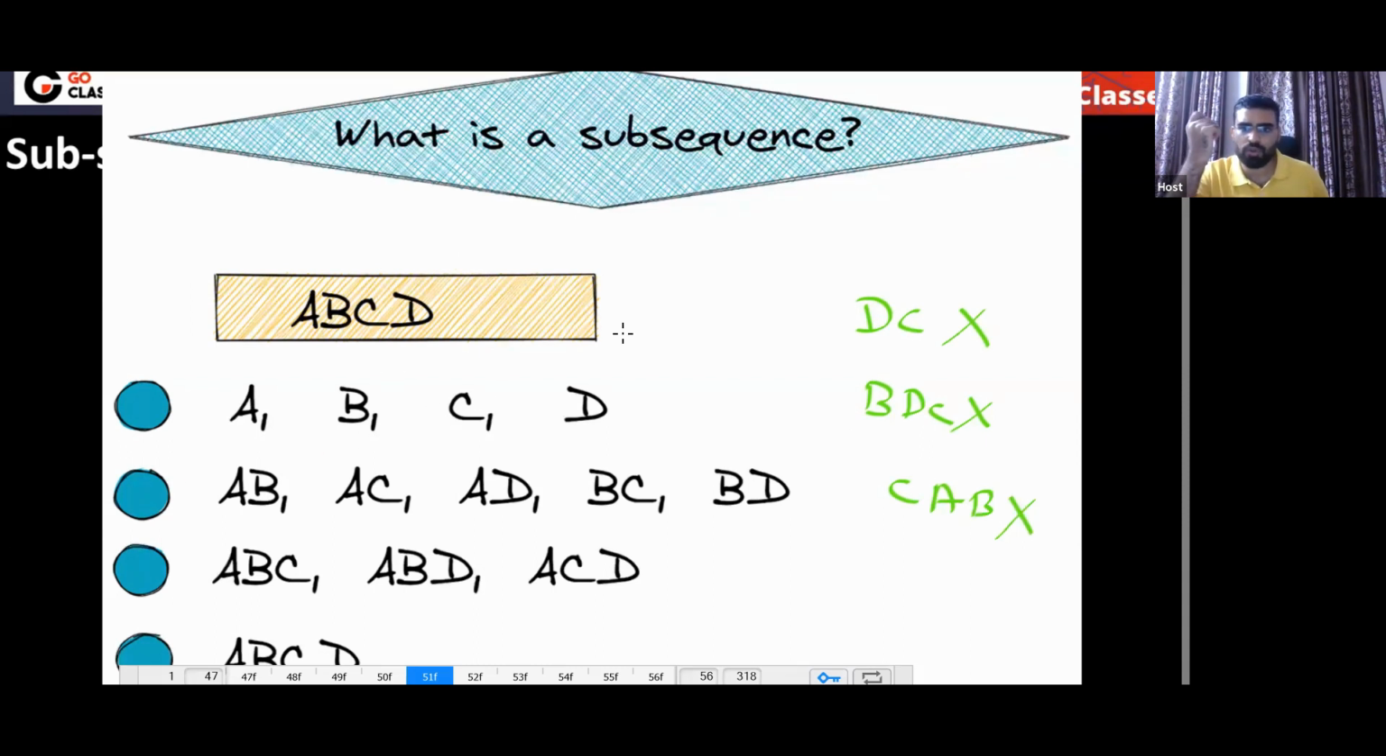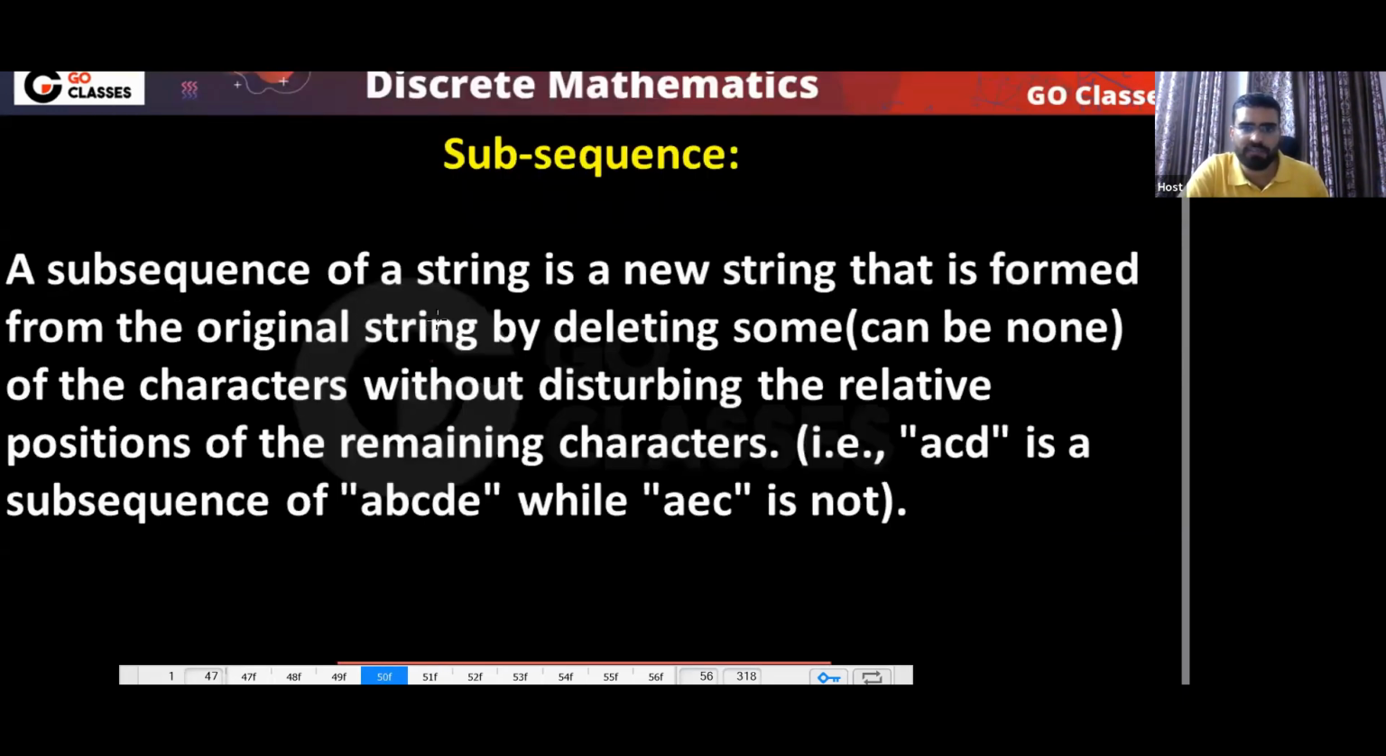So the original order should be there. This is the definition. Read the definition. A subsequence of a string is a new string that is created from the original string by deleting 0 or more elements without disturbing the relative positions of the remaining characters. This is the definition of a subsequence.